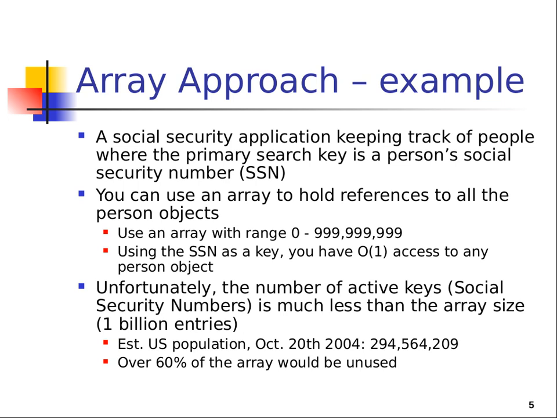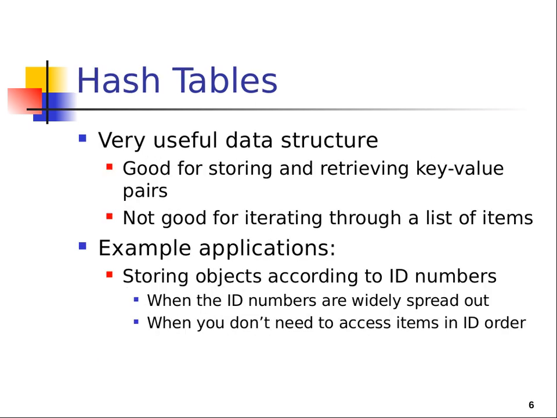Roughly 60% of the array would be unused. Good or bad? Bad. Terrible. But we would get O(1) for searching, right? Yeah. So maybe it's not all that bad. Okay. All right. In come hash tables.